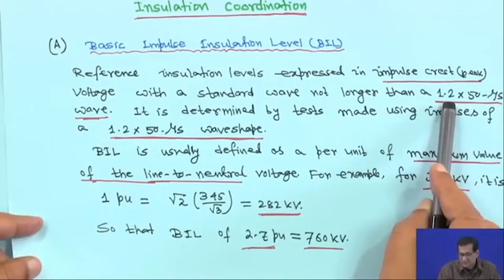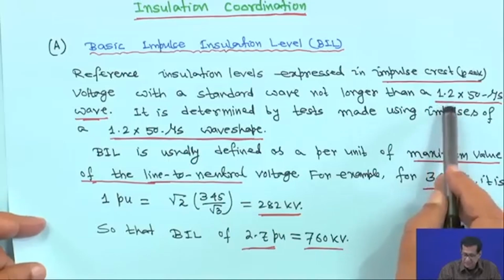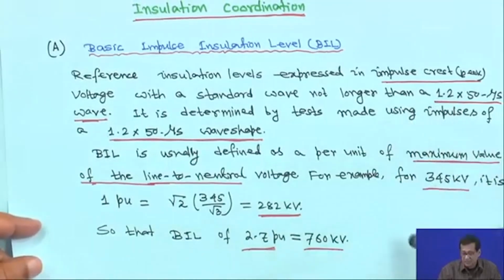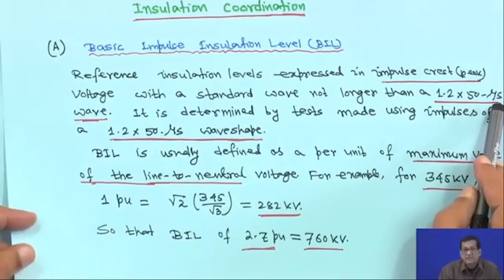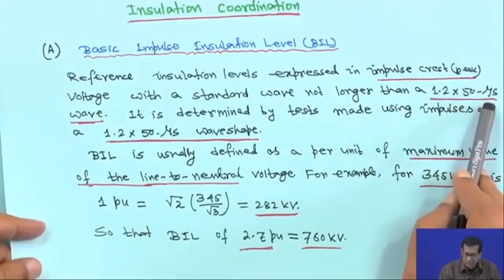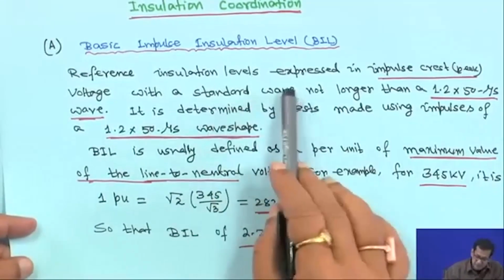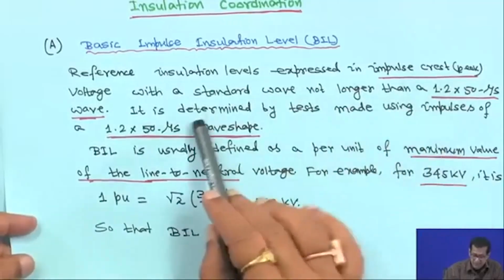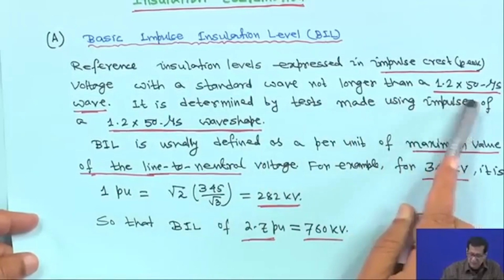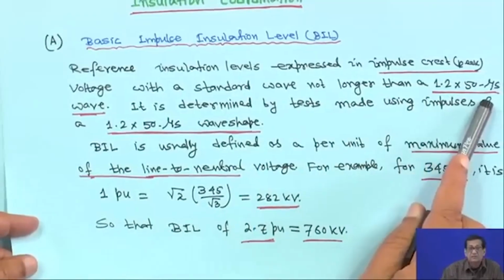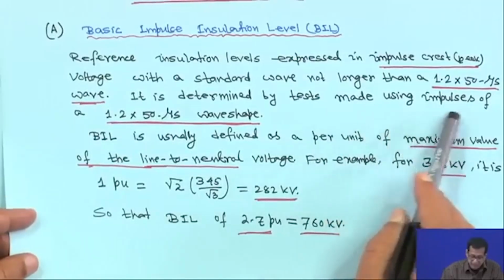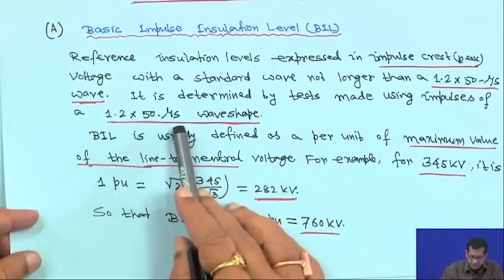This we have seen earlier, that the crest or peak value is reached in 1.2 microseconds and falls to 50% in 50 microseconds. That is what we call the 1.2 by 50 microsecond wave. So insulation level expressed as impulse crest peak value with a standard wave is determined by tests made using impulses of 1.2 by 50 microsecond waves.